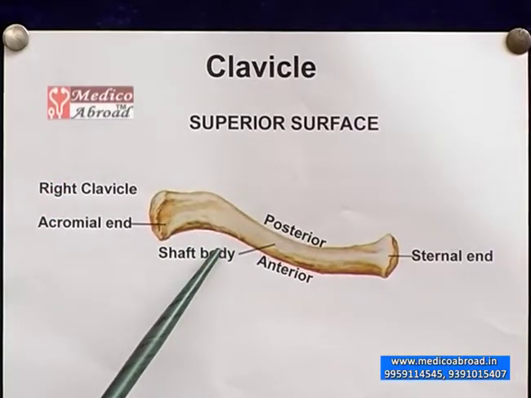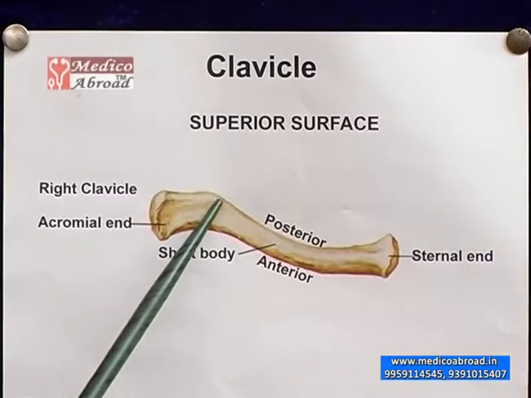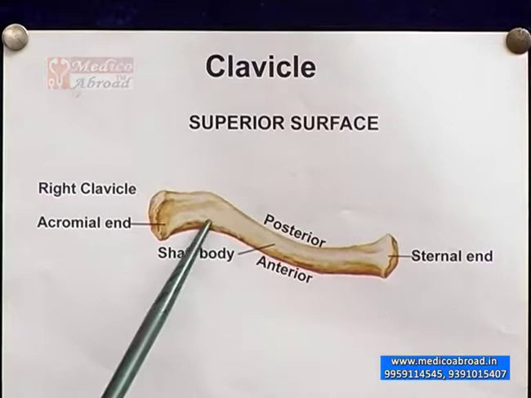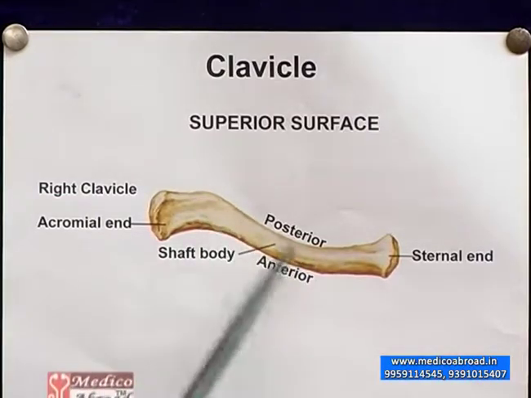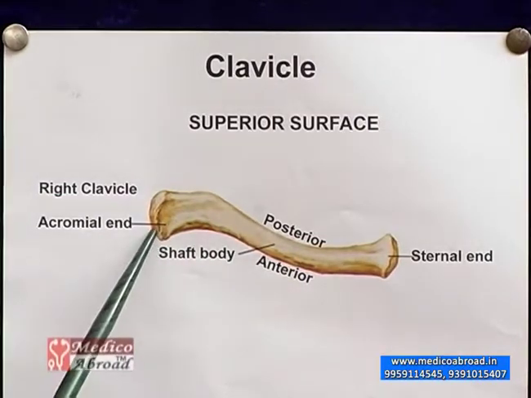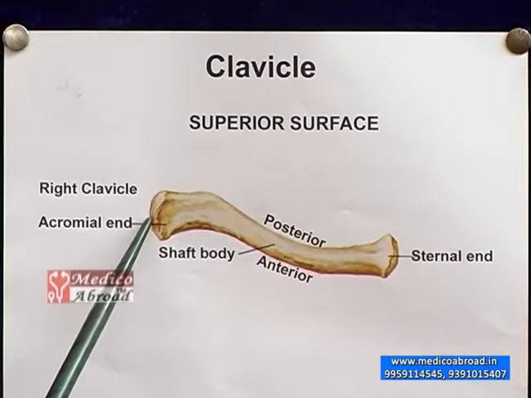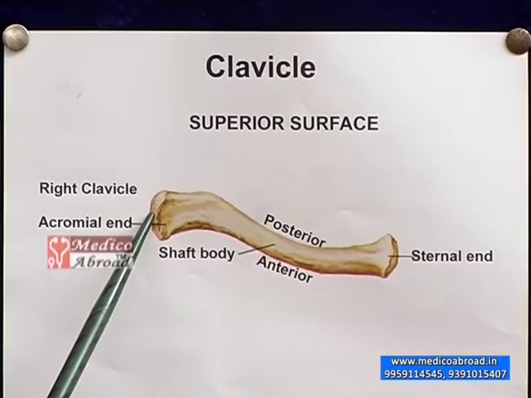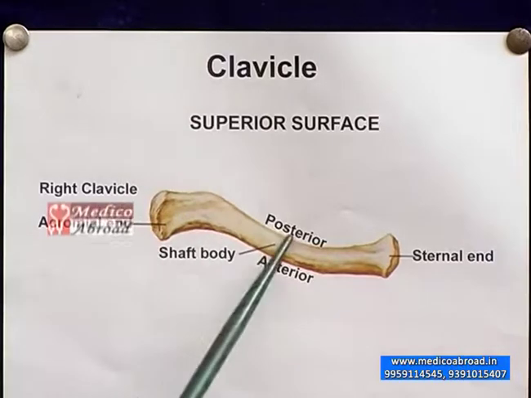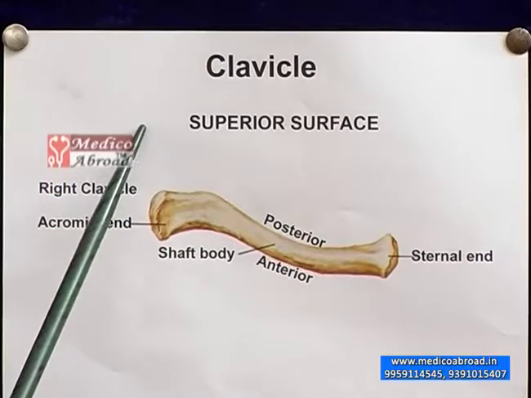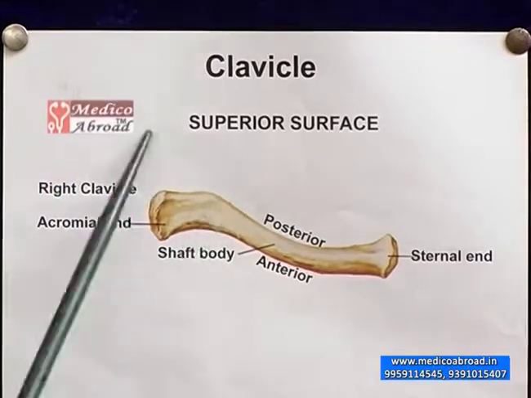Posteriorly, there is an arch on the lateral side of the bone. This is the shaft of the bone, and this is the acromial end at the lateral side of the bone, which articulates with the acromion process of the scapula. So this is the superior surface of the bone, which means that somebody is looking at the bone from above.